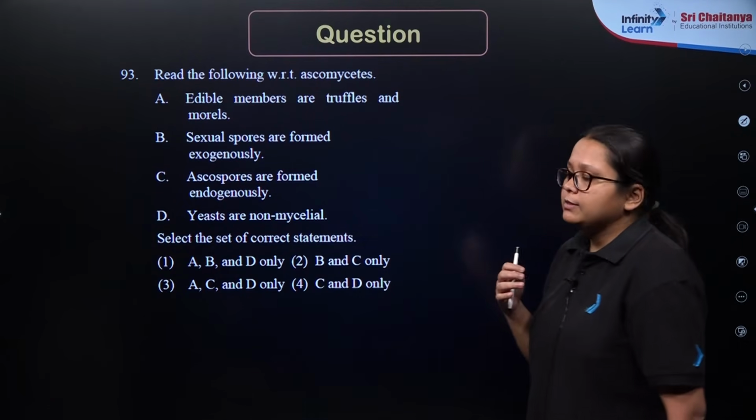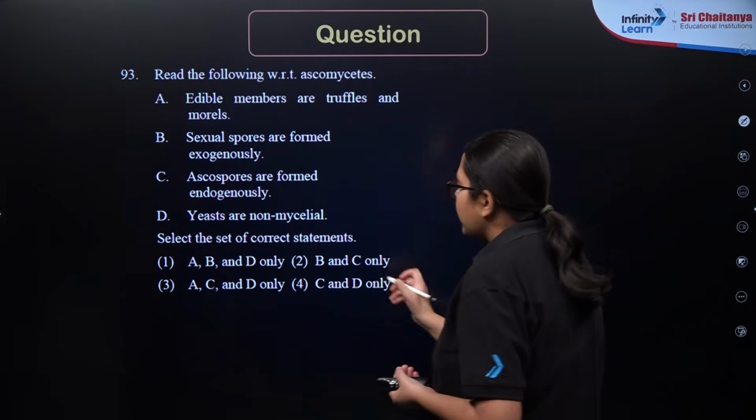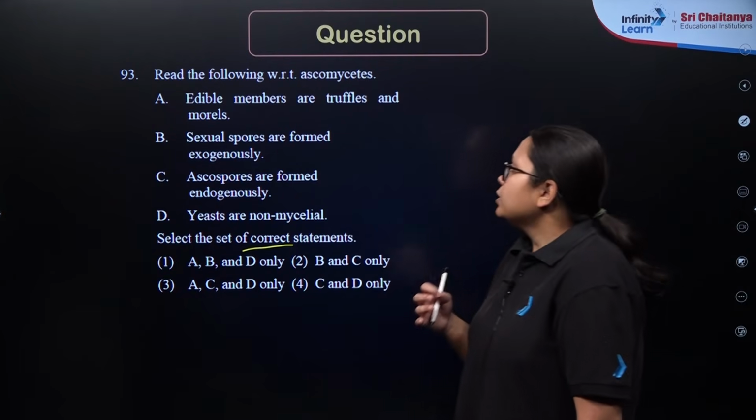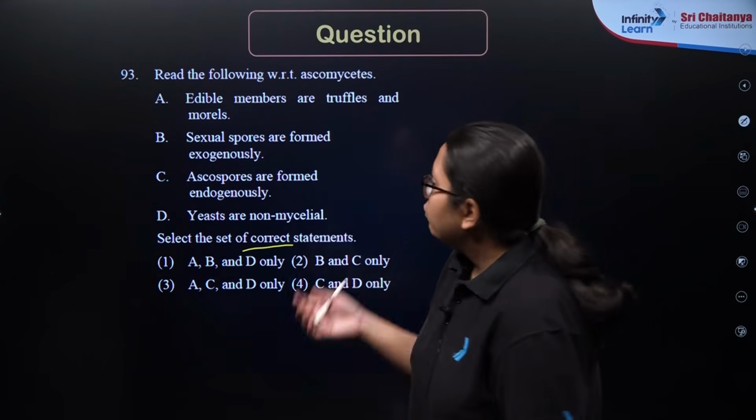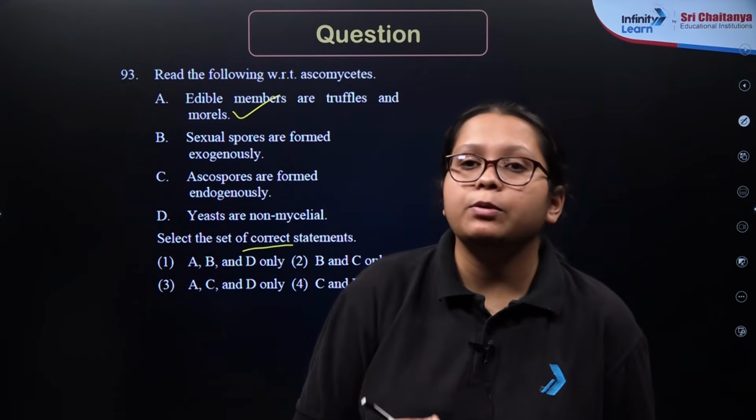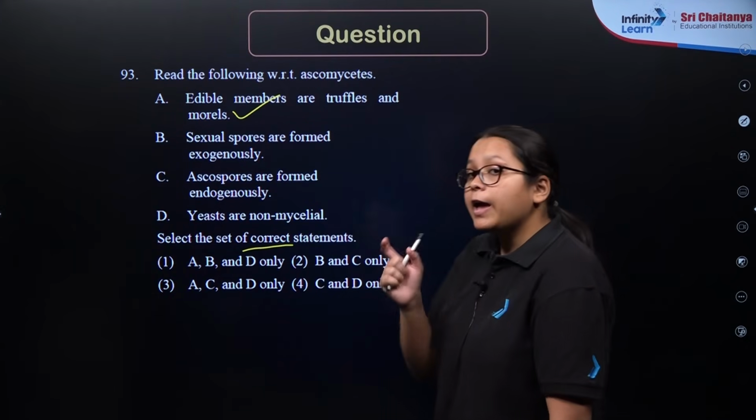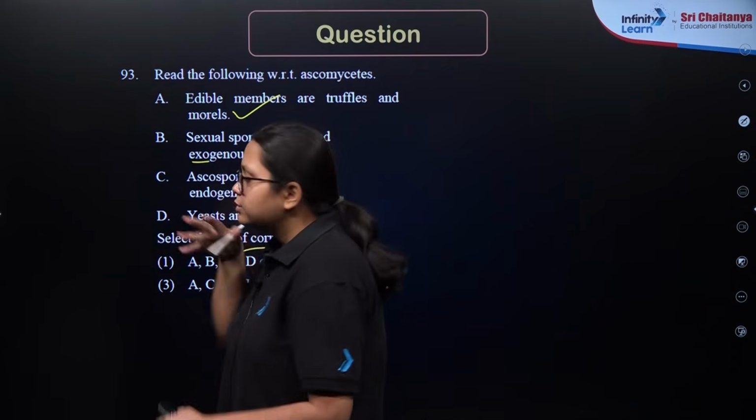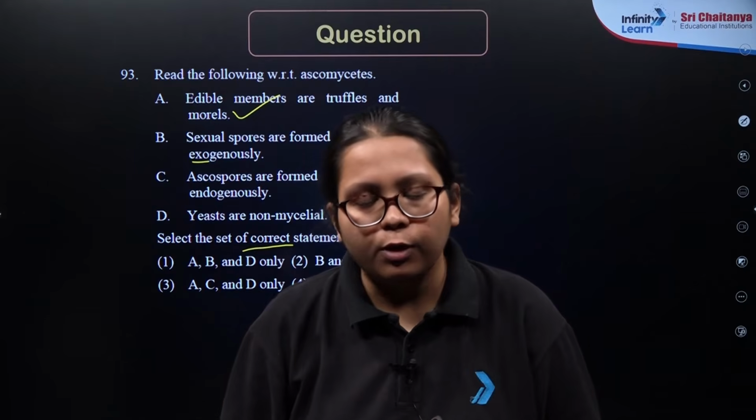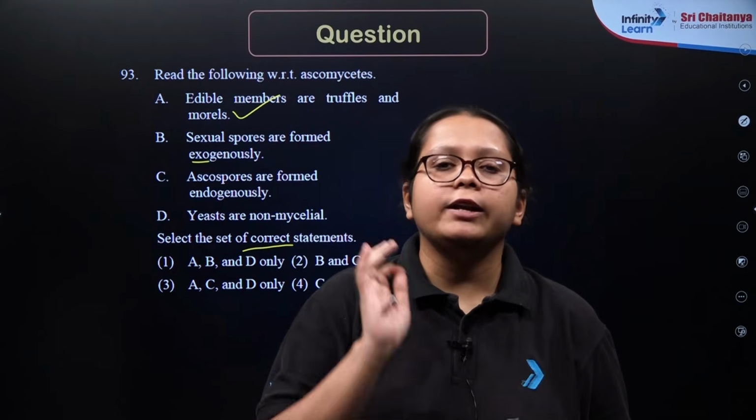Question number 93 asks you to read the following statements with respect to ascomycetes. There are 4 statements related to ascomycetes and we have to choose the set of correct statements. The first one is, edible members are truffles and morels, which is true. In ascomycetes, we have truffles and morels, which are edible mushrooms. Second one is, sexual spores are formed exogenously. Exogenously means outside a sac-like structure. If a spore is formed outside a body, it's called exogenously formed. If it is formed inside a sac-like, particular structure, we call it endogenously.